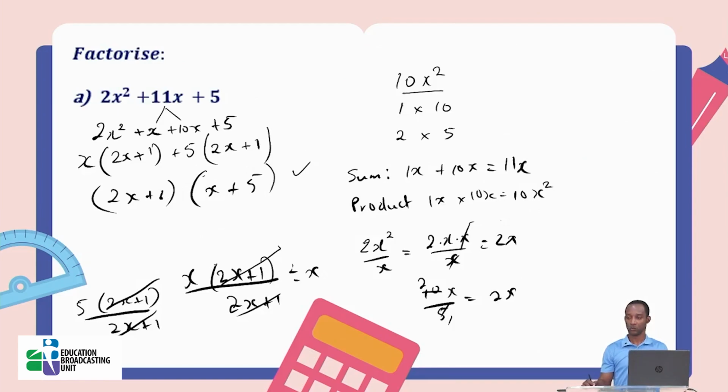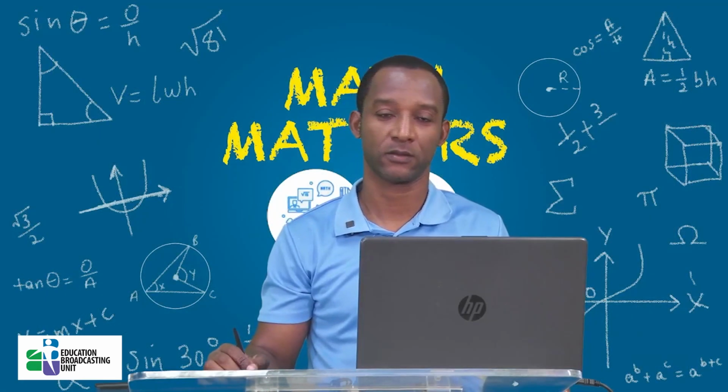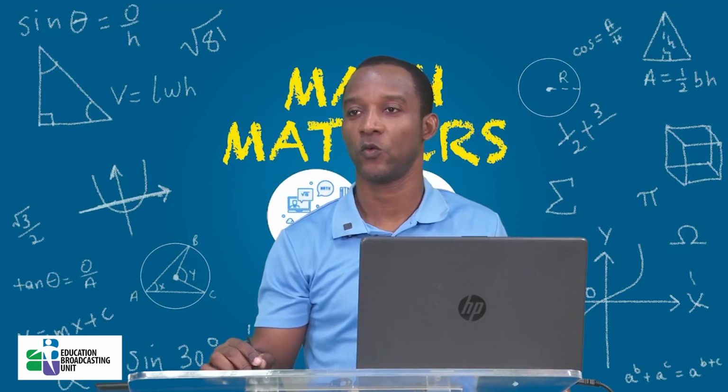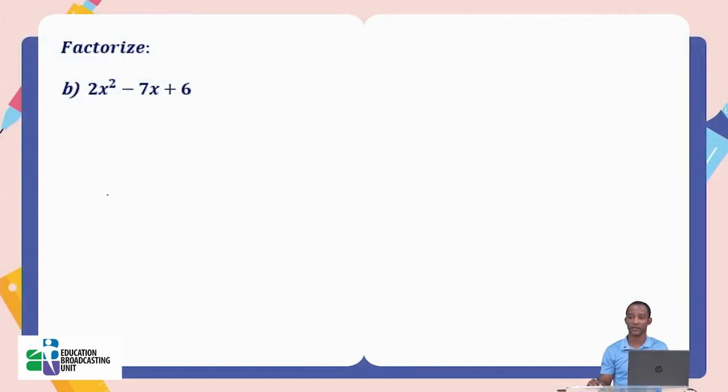Let us look at the second question. We are asked to factorize 2x squared minus 7x plus 6. Using the same approach, we're going to multiply the quadratic term, that is the 2x squared, by the constant term, which is 6. When we multiply these, 2x squared times 6, we get 12x squared. Now we're going to express 12x squared as a product of its factors. Now let's start with 1 times 12.